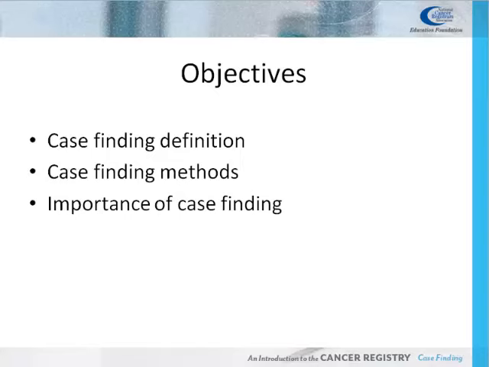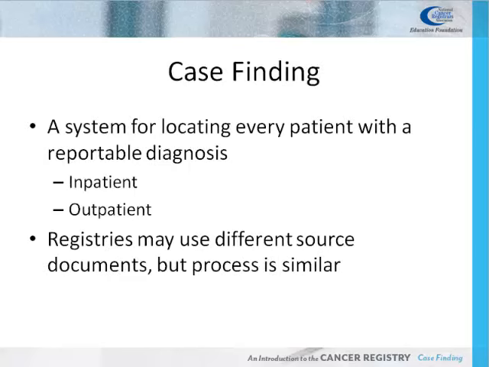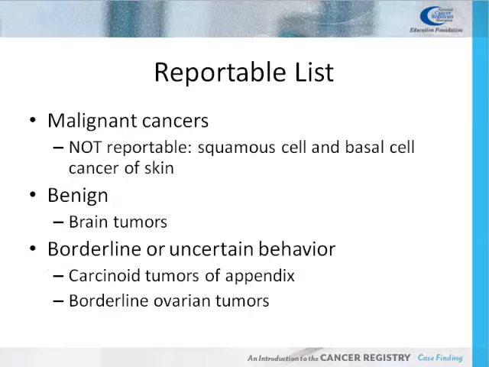During this presentation, we'll define what case finding is, methods of case finding, and why it's important. Case finding is a system for locating every patient, inpatient or outpatient, who is diagnosed and or treated with a reportable diagnosis. All registries must perform case finding. Although registries may use different source documents, the procedures involved in case finding are similar.